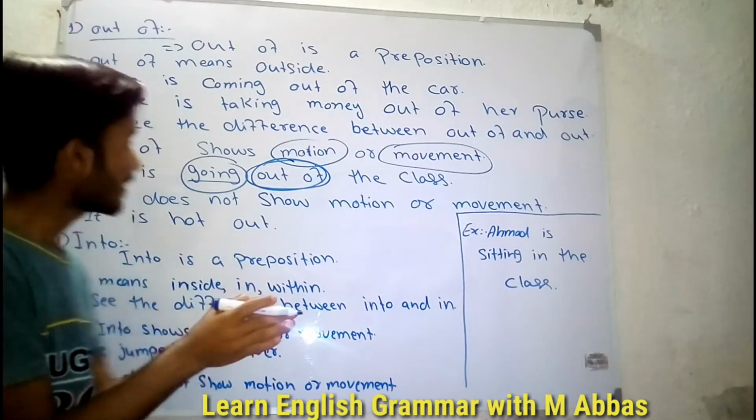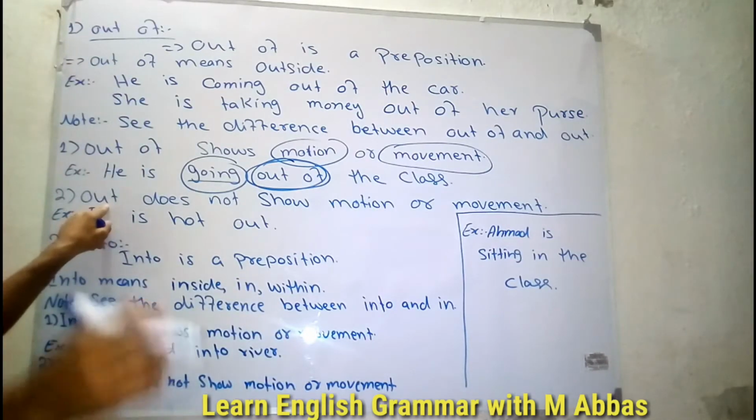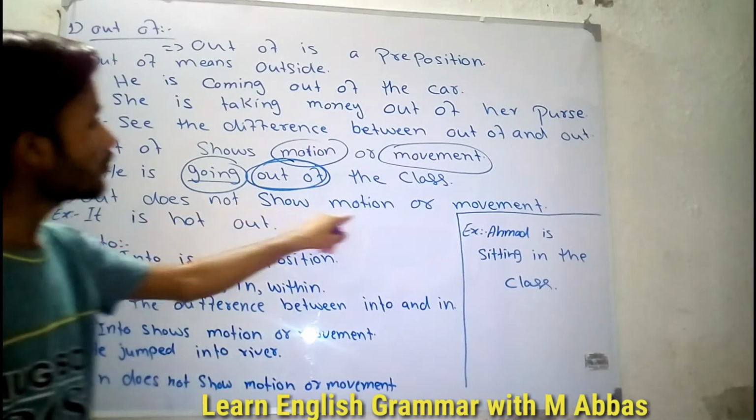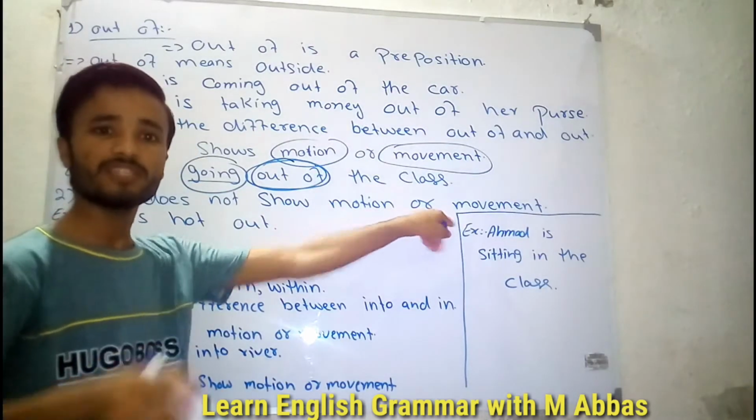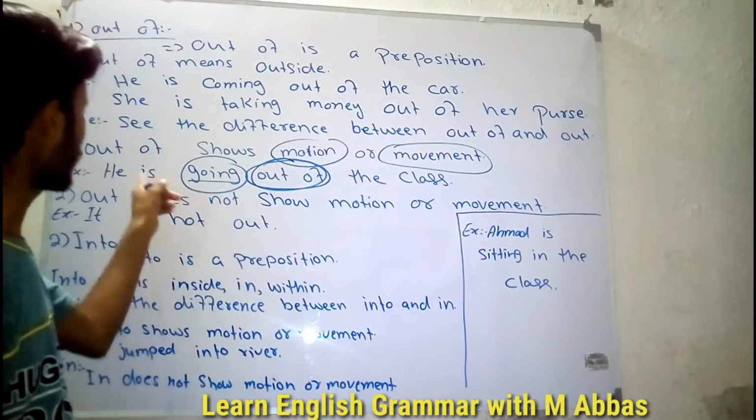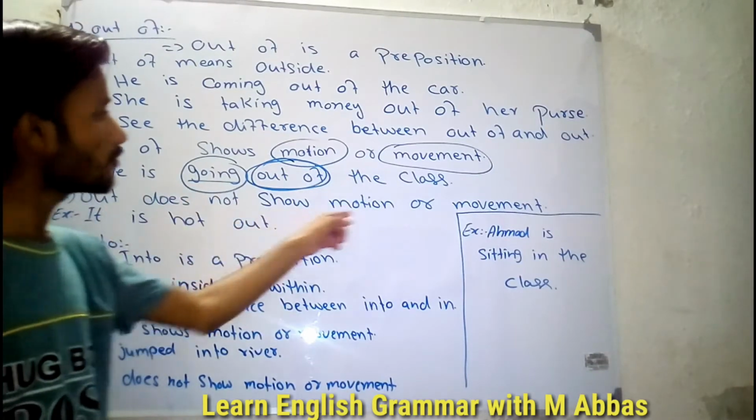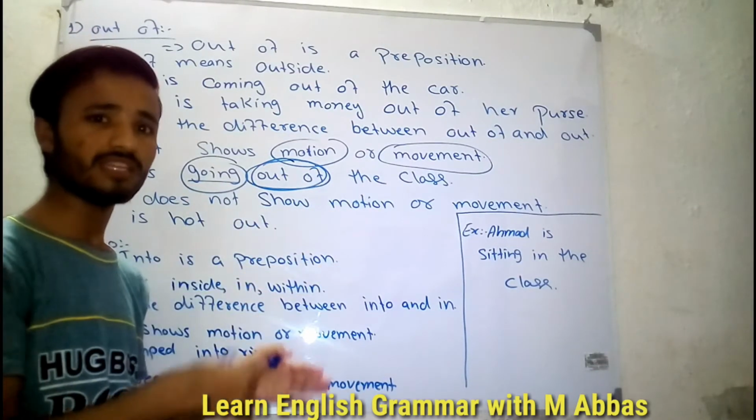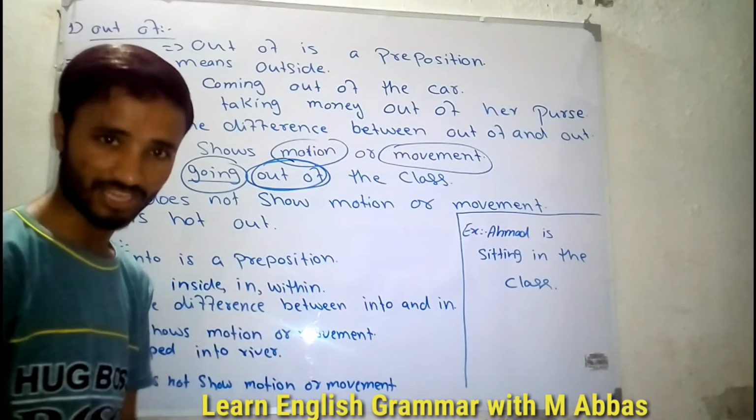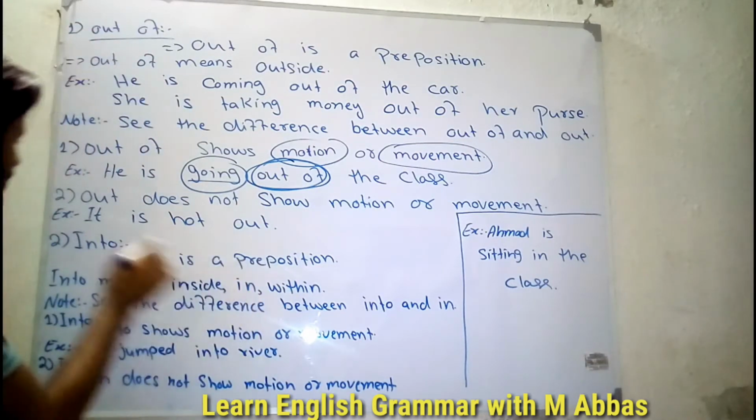Is this clear? Now see, what does out mean? Out does not show motion or movement. It is the opposite of out of. Here out of shows motion or movement, and out does not show motion or movement. It doesn't show any kind of motion or movement or action. Is this clear?